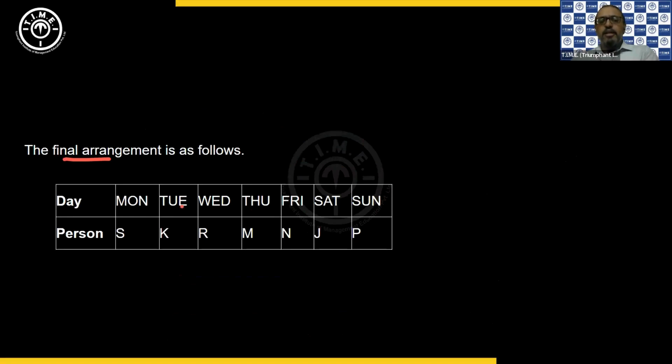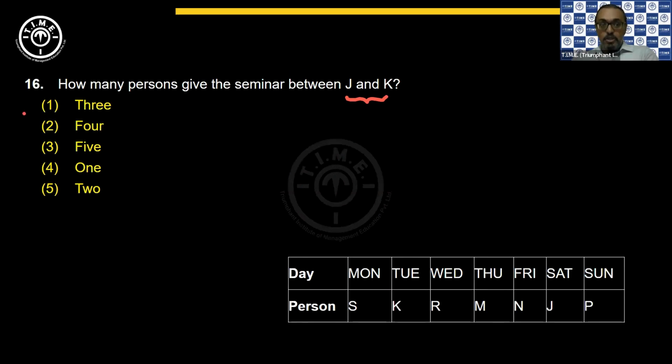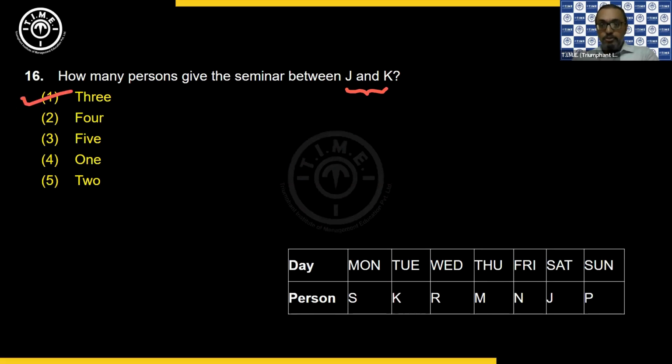Yeah, this is our final arrangement, but it is given in a horizontal way. That's fine. So how many persons give the seminar between J and K? Yes, between J and K, how many do you see? Correct. It is option 1. Very good. Option 1. 3 people. R, M, and N are the 3 people between J and K.